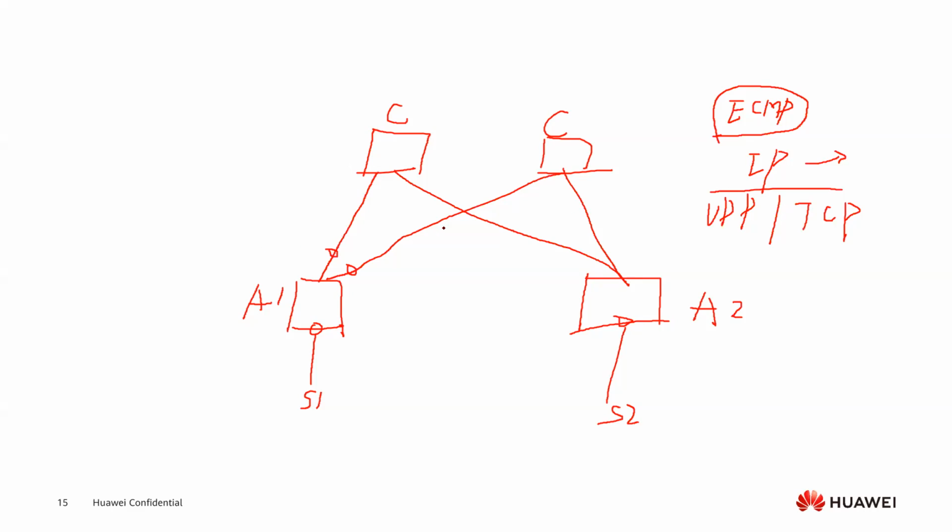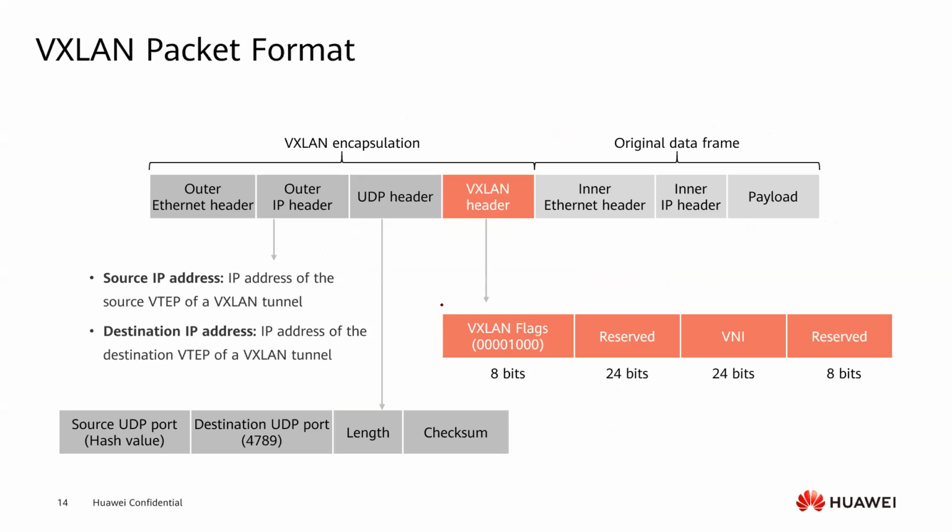So now, if access switch 1 is a VTEP and access switch 2 is a VTEP, what will be different for the packet? Now the packet is sent from access switch 1 to access switch 2. The outer IP header is fixed, all right? The source IP address and destination IP address are the same. And it is a VXLAN header, so the destination UDP port is the same. So the only thing that can be different is the source UDP port. And as I already said, it is a hash value.